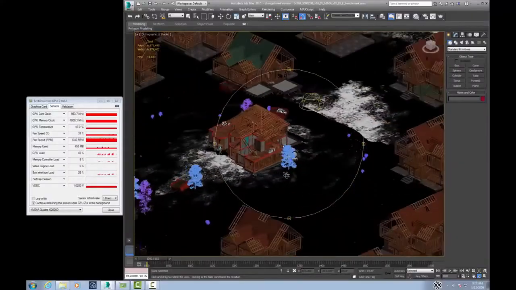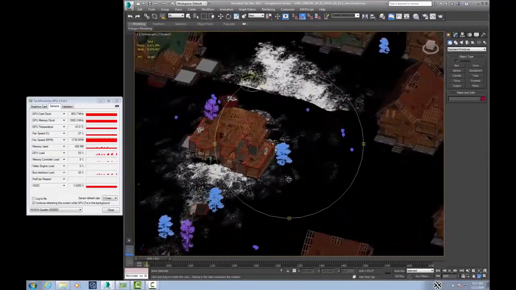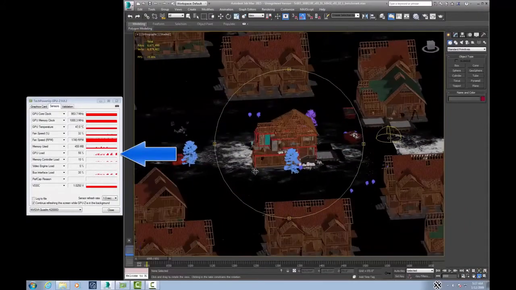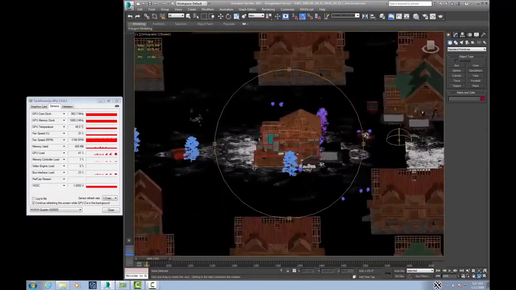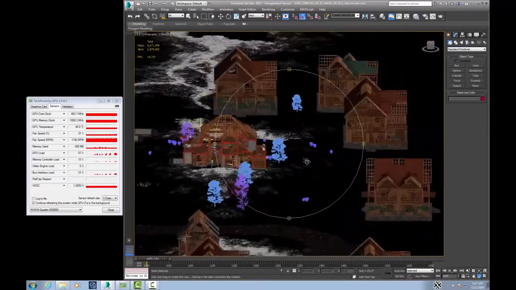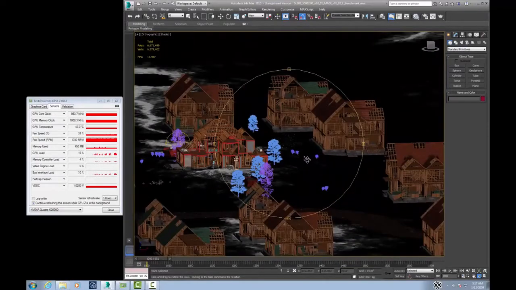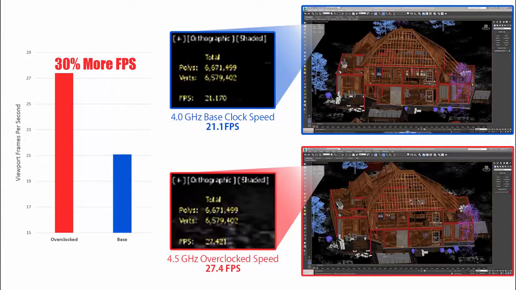To illustrate the lack of a graphics card bottleneck, here you can see we're only taxing the card to about 50% of full load. A more advanced graphics card would not improve the viewport frame rate because the graphics card is waiting on information from the CPU. We can clearly see the benefits an overclocked CPU has on viewport interactivity. When operating at the overclocked 4.5 GHz, the viewport frame rate increased by 30%.